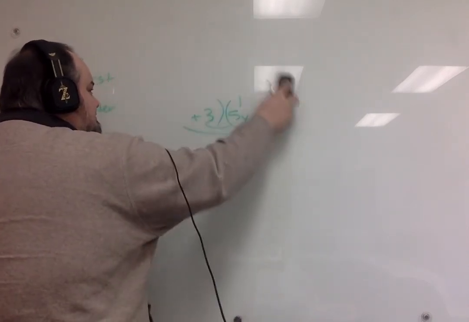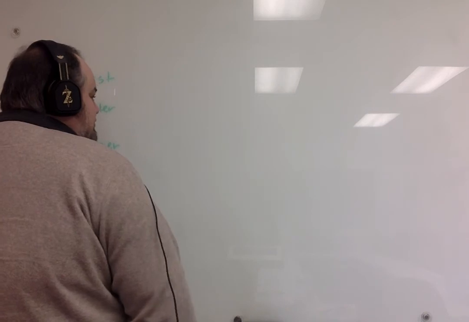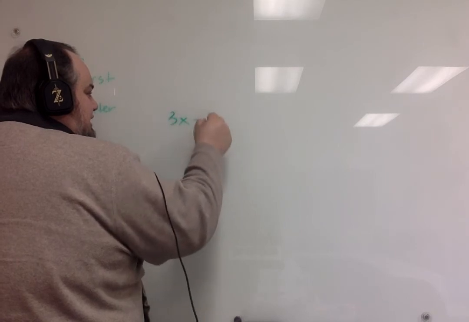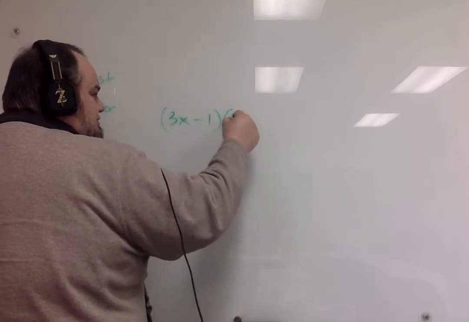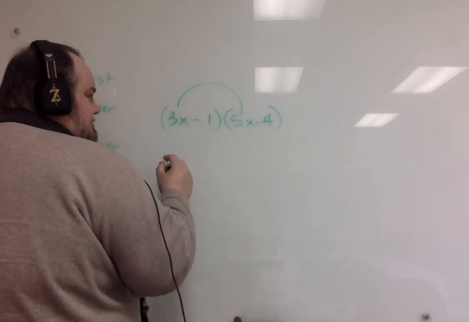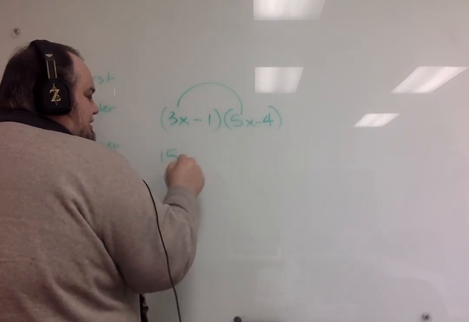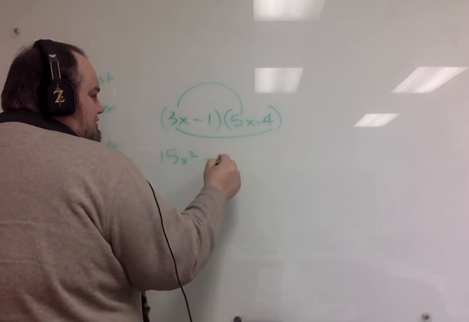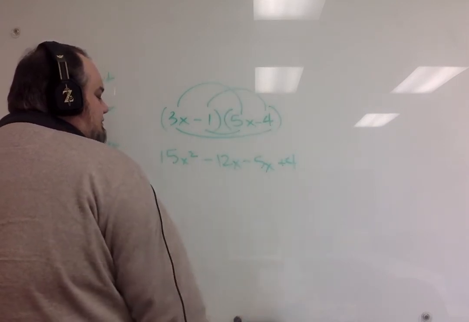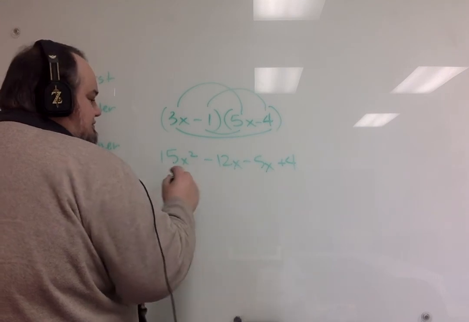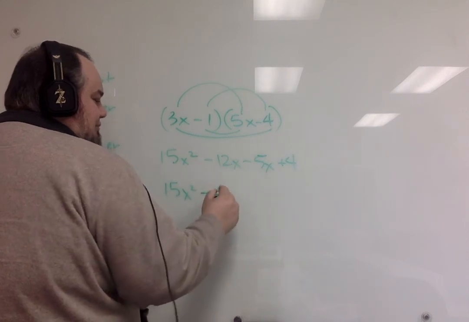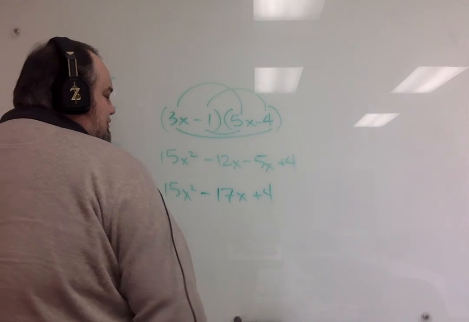Let's look at one more example. You'll see most of the examples are pretty similar. So let's say we had 3x minus 1 times 5x minus 4. First times the first here. We have 15x squared. And then the outer, we get minus 12x. Inner, minus 5x. And last, plus 4. Remember, negative times negative is positive. So 15x squared, we're going to combine these two. Negative 12 minus 5 is minus 17x. And then we have that plus 4 as well.